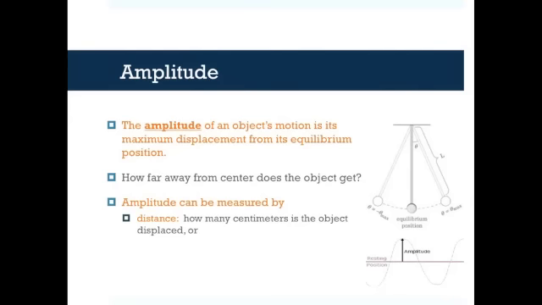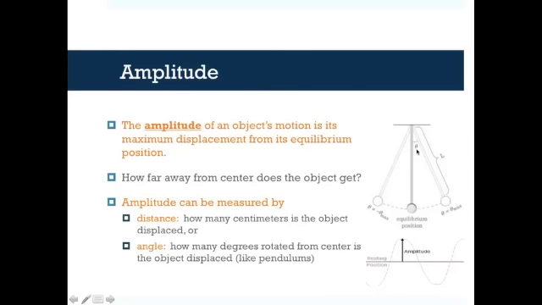You can also measure amplitude in terms of angle. For something that's rotating, like this pendulum, or maybe like an oscillating fan like we saw before, you can say that the amplitude is the maximum angle displacement from the original resting position. So there are two different ways to talk about amplitude.